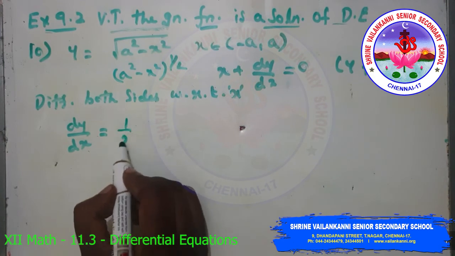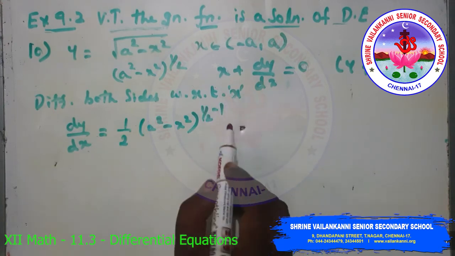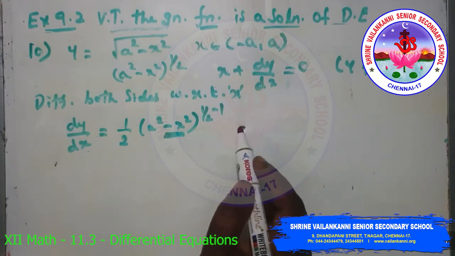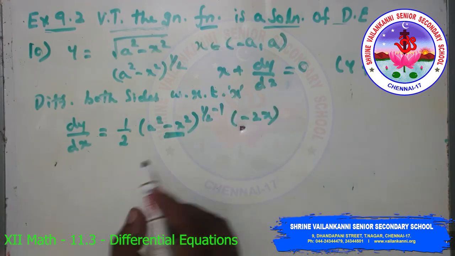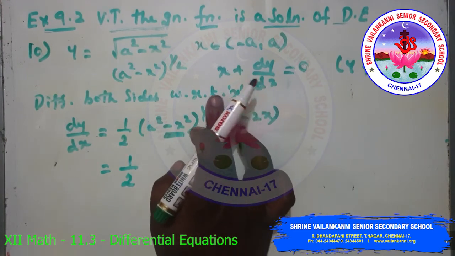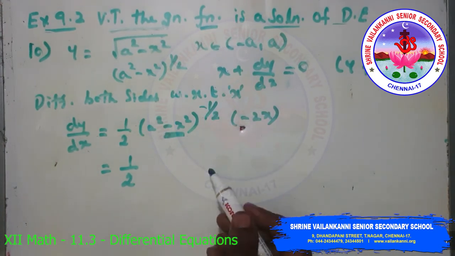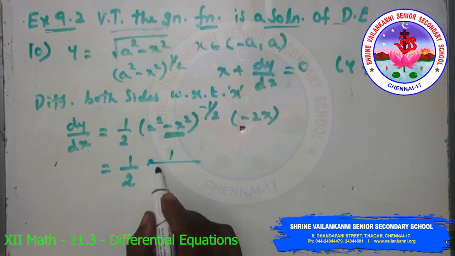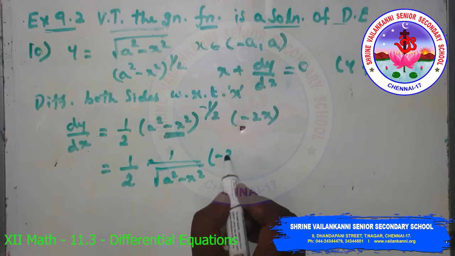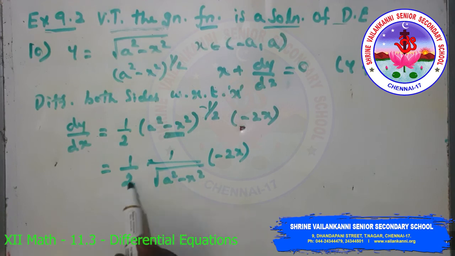Differentiating this, we get half of (a square minus x square) to the power half minus 1 into d by dx of (minus x square), which is minus 2x. Half minus 1 is minus half, so when it comes to the denominator, it will become plus half. So 1 by root of (a square minus x square) into minus 2x. Cancelling 2, we get minus x by root of (a square minus x square).